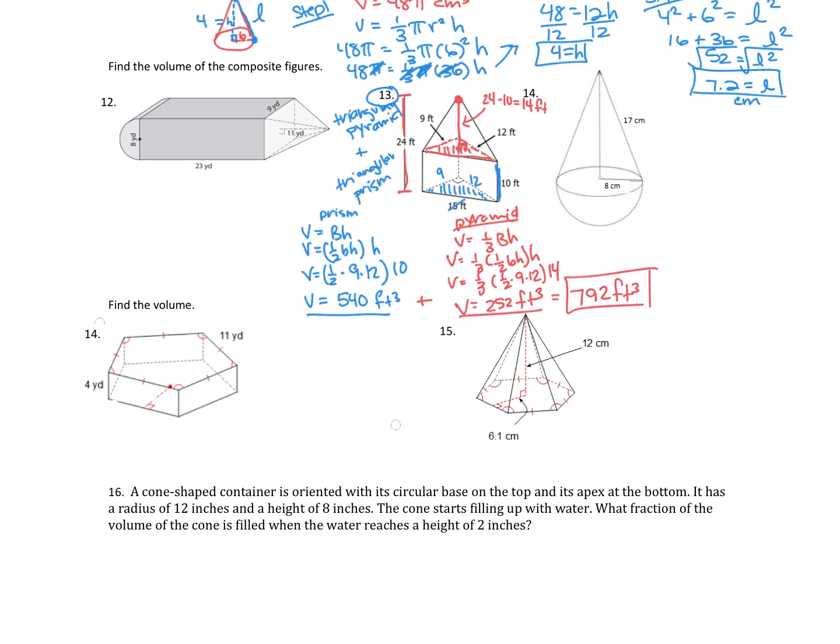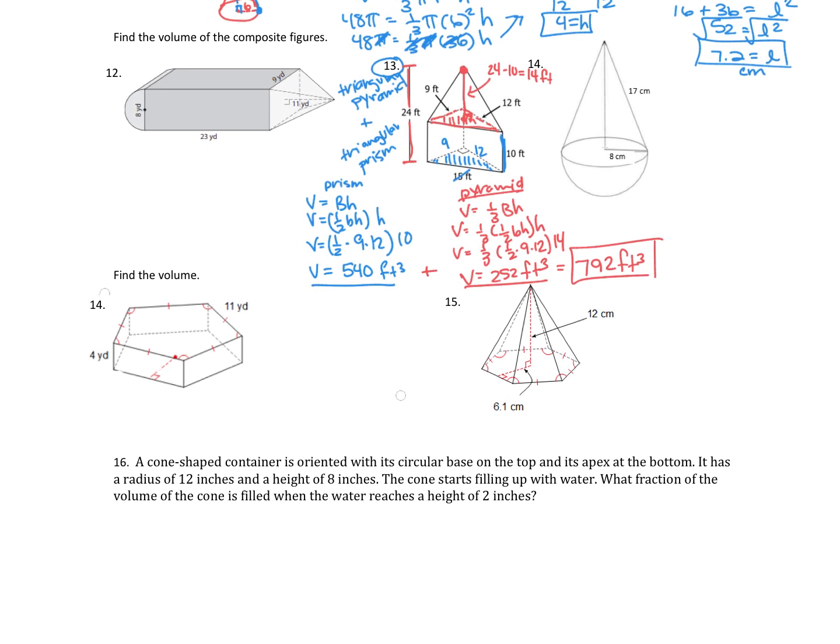So I believe neither one of the polygon volumes are on the worksheet. So let's take a look at number 14. Number 14 is a pentagonal prism, and I don't know the area of my pentagonal base. I know that my side length of my pentagon's 11, and I know the height of my whole prism is 4. So first of all, you guys, I need to find the area of this base.